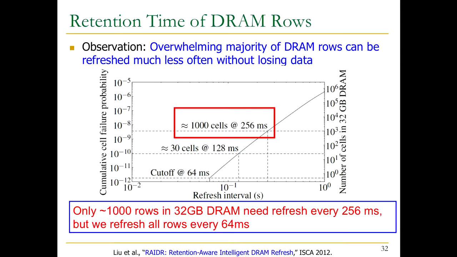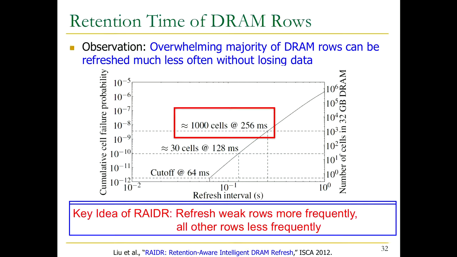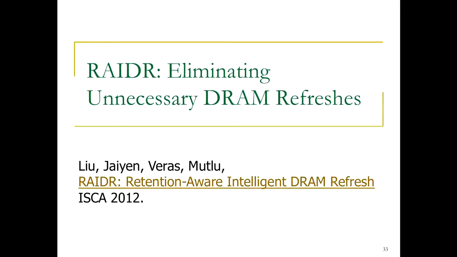I gave you one answer. Another answer is you refresh weak rows more frequently and all other rows less frequently. So you want to keep that 8 megabytes if you want that, and there are some systems that want that. You basically have a heterogeneous refresh rate. For rows that are weak, you use a much more aggressive 64 millisecond refresh rate. For rows that are not weak, that are strong, you use a less aggressive 256 millisecond refresh rate, but much less energy.